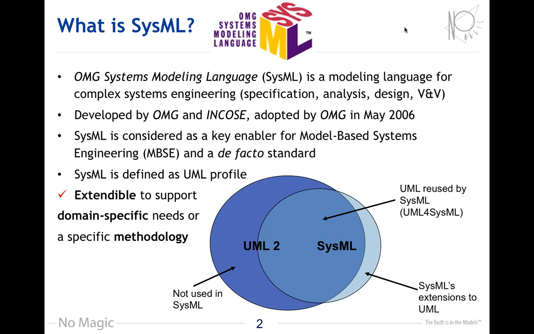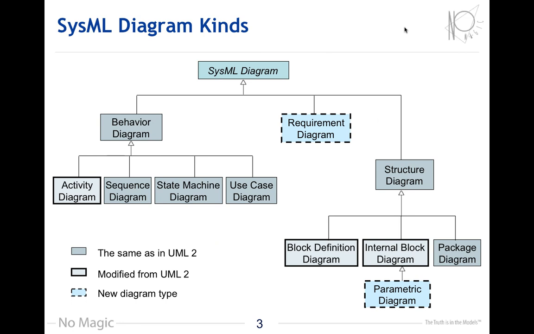SysML is defined as a UML profile. UML has been defined taking into account more of a software engineering view, and some of the concepts have been more software specific. So SysML has been defined as an extension to UML, adding more systems engineering specific concepts and also taking some UML concepts and renaming them, adding some additional properties. For example, a concept which was called component in UML is typically called a block in SysML. SysML also reuses out of the box some of the UML capabilities, and it also ignores some of them. Some of the UML diagrams and concepts are not in scope of SysML.